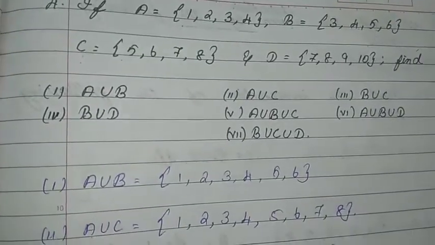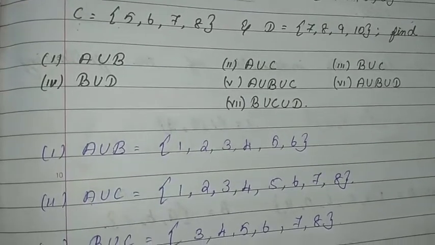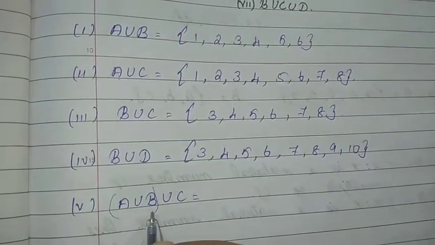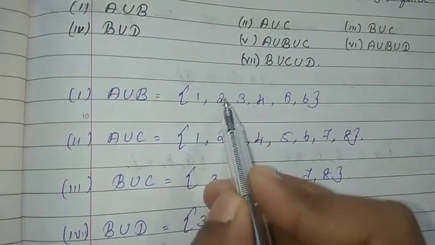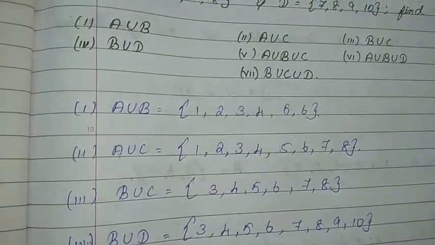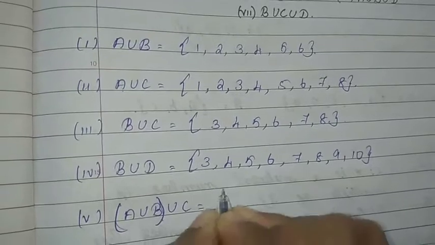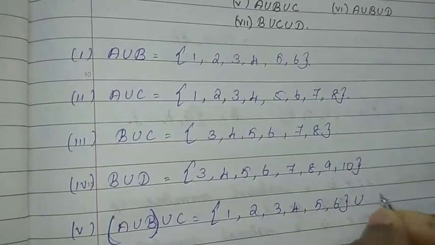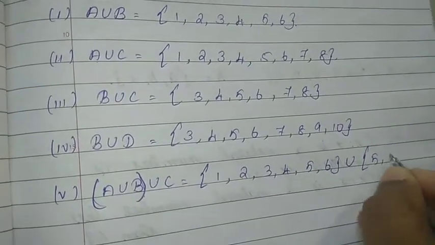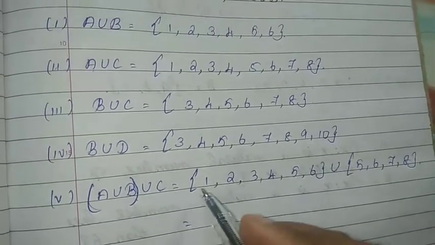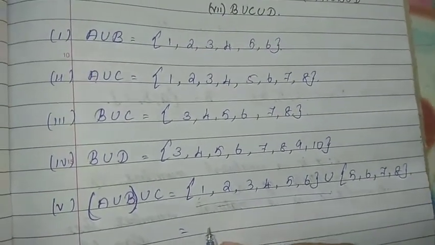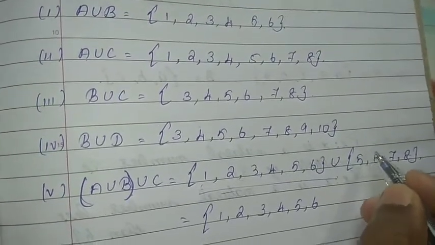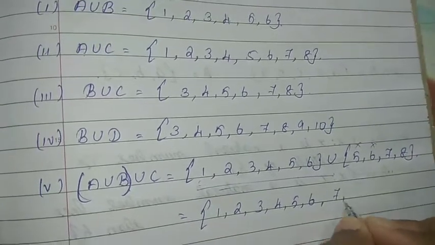So fifth subdivision will be A union B union C. Now let me just group it, so that it will be easy for me. A union B I have already found, no? A union B contains 1, 2, 3, 4, 5, 6. Then after that I will find union with C. First let me write A union B: 1, 2, 3, 4, 5 and 6, union C. What is C here? C is 5, 6, 7 and 8. So I will write the union for this. First, let me write 1, 2, 3, 4, 5 and 6, union. I have to leave out the common elements. This is common, this is also common. So therefore 7 and 8.